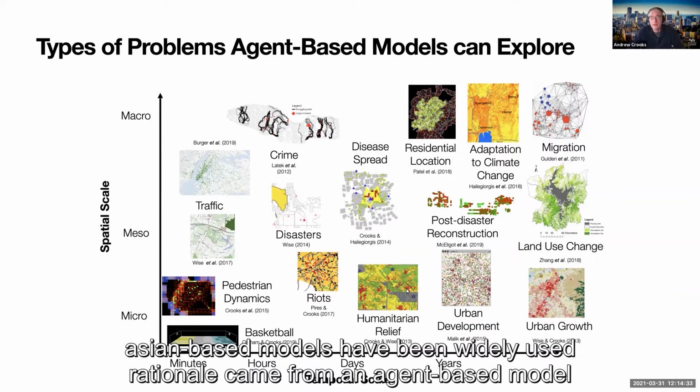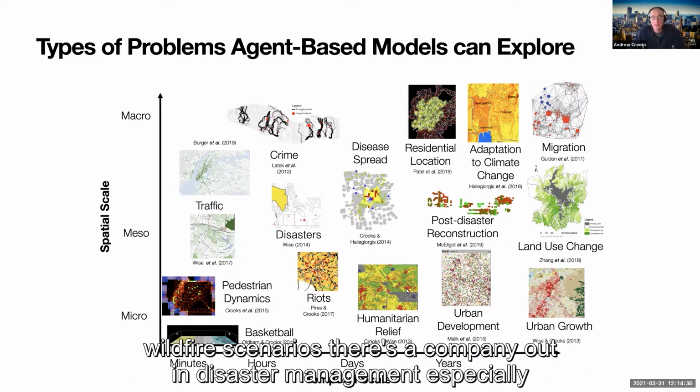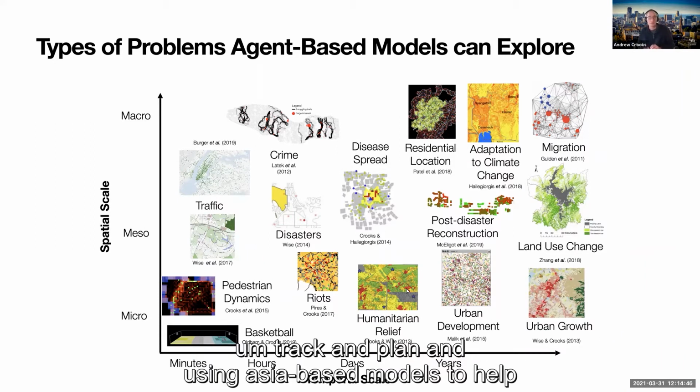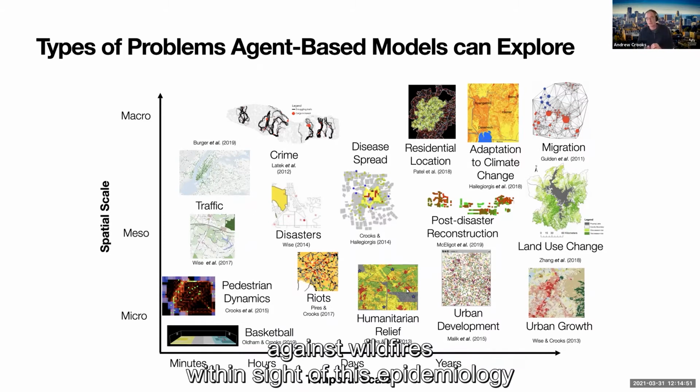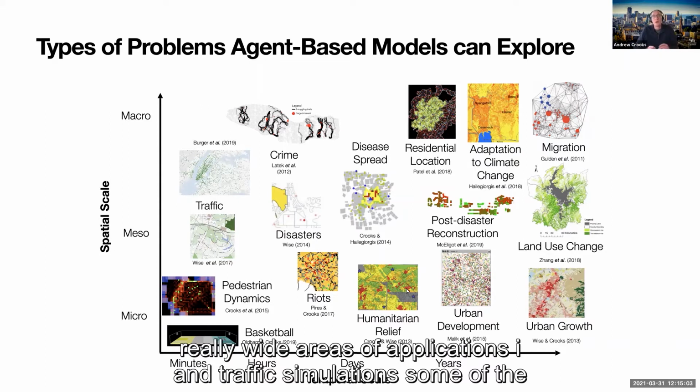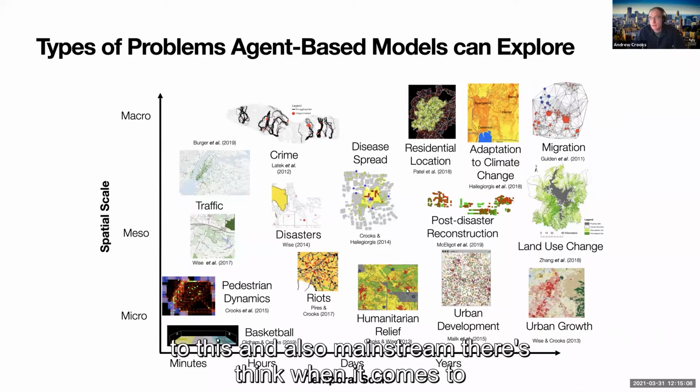Agent-based models are being widely used in disaster management, especially wildfire scenarios. There's a company out of Santa Fe, New Mexico, called SimTable that specializes in using agent-based models to help plan and track fires, and also try to mitigate against wildfires. Epidemiology, especially with COVID, ABMs have been widely used, and same with pedestrian models and traffic simulations. Some of the really wide areas of application, and also mainstream.